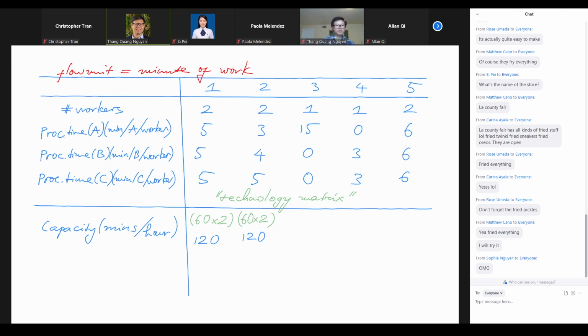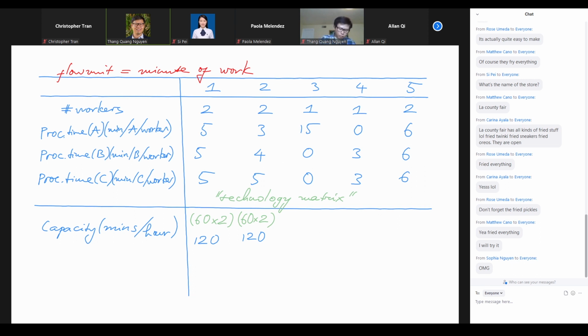Maybe there's a process where they give the workers 5 minutes break time every hour. Then the minutes of work per hour would be 55, right? But here we assume that they work all the time. So we take 60 minutes times 2.